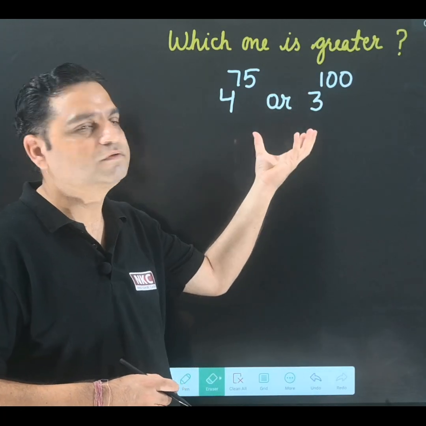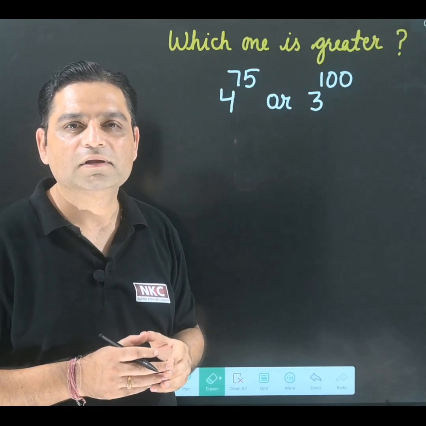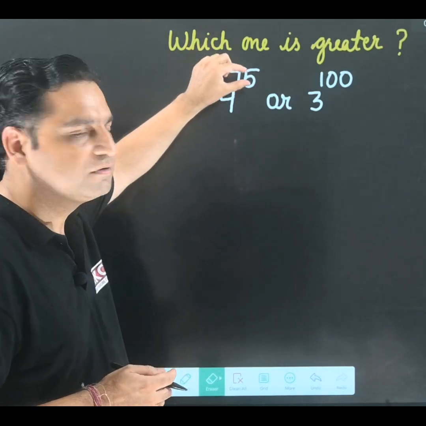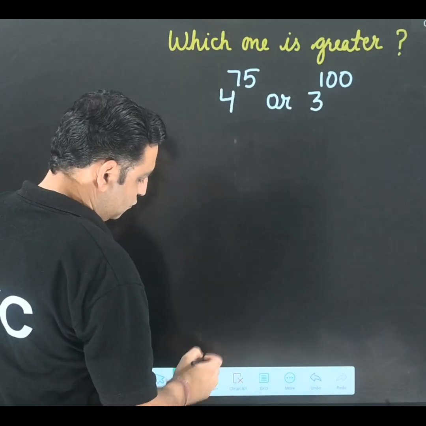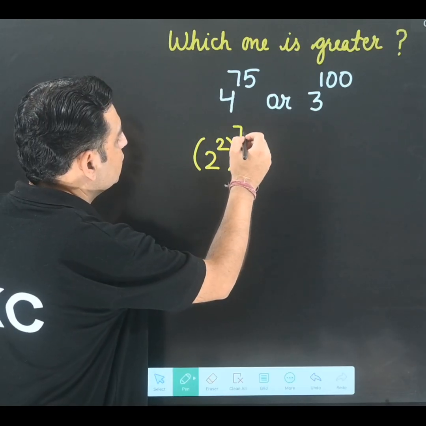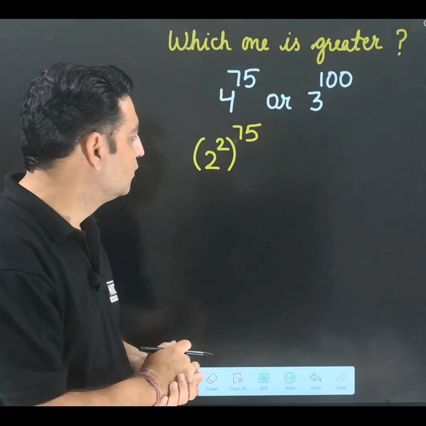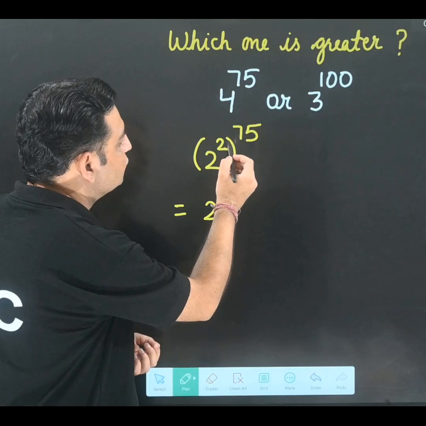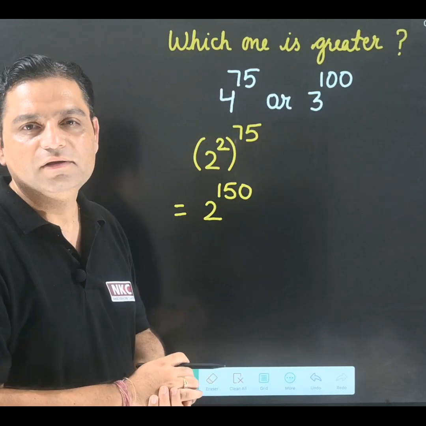If any question of this type comes, we should be clear with the basic concept behind it. So how do we need to proceed? See, this 4 to the power 75, can I write it like this? 4 as 2 square, right? It becomes 2 square, then exponent 75 as it is, which can further be written as 2 to the power, now this 2 multiplies 75, we will get 150.